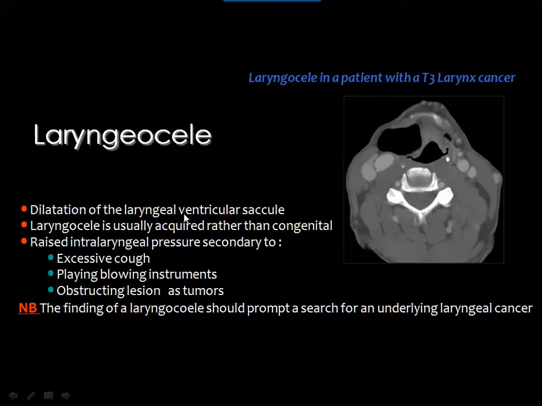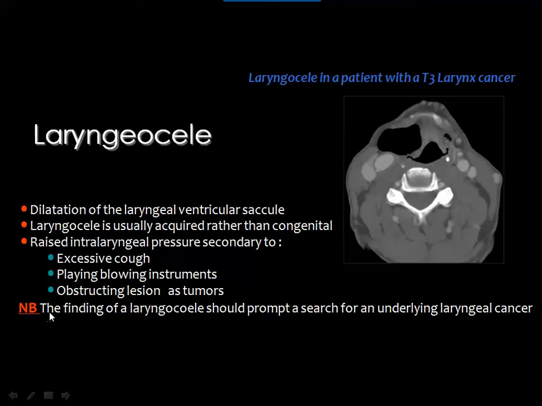The laryngeal ventricle or the laryngeal saccule, which is located in the region of the laryngeal ventricle, will distend by air. And the laryngoceles are usually acquired rather than congenital, and we may have three types, as I will mention, of laryngoceles, but the main cause is elevated intralaryngeal pressure, which is usually secondary to excessive cough, blowing instruments, and obstructing lesions as in laryngeal tumors.